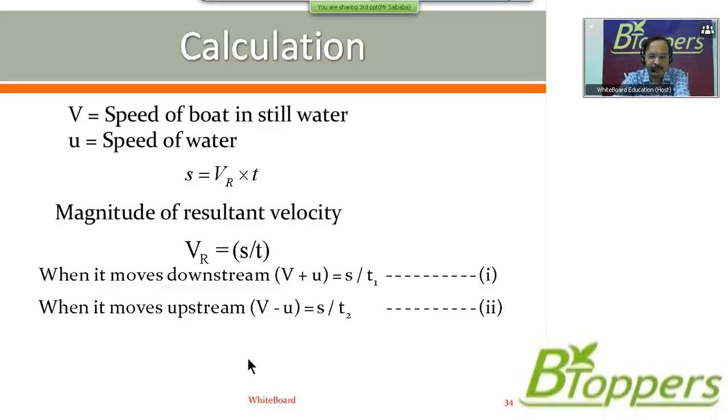The second case, that is when the boat travels back from Q to P, it moves upstream. Upstream means the direction of the motion of the boat is opposite to the flow of river water. So in the first case, the boat is said to be moving downstream when the direction of the motion of the boat is in the direction of the velocity of river water. In the second case, the boat is moving upstream, means direction of the motion of the boat is opposite to the direction of the velocity of the river water. So in the second case, magnitude of the resultant velocity is V minus U and time taken is T2.